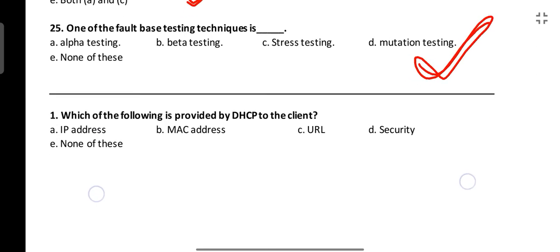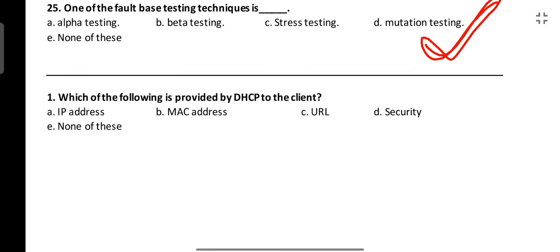Now the last question is for you. Which of the following is provided by DHCP to the client? Options are IP address, MAC address, URL, security, none of these. So let me know the answer for this also in the comment section.